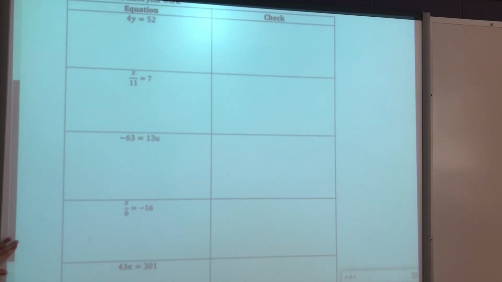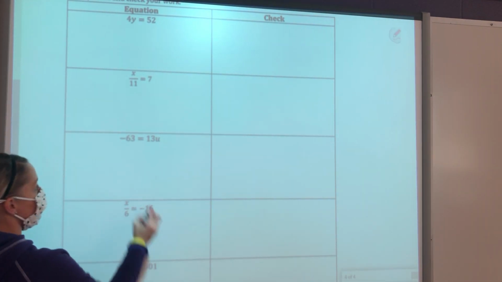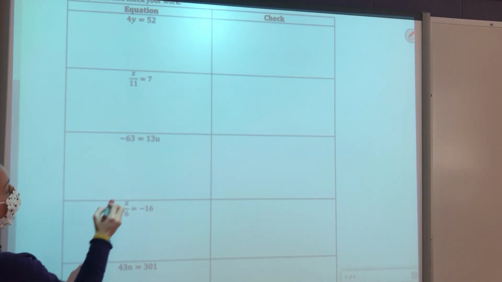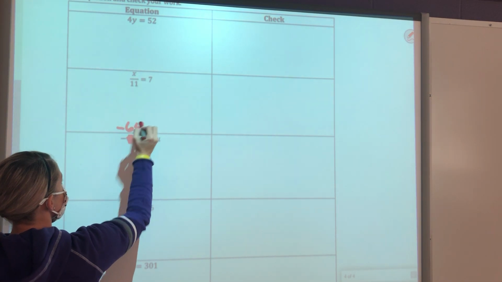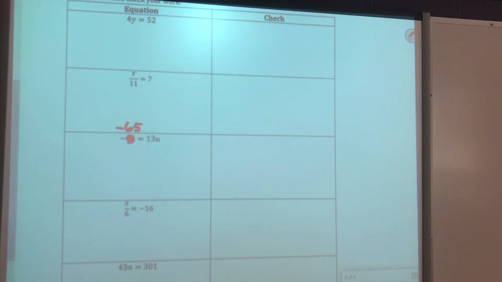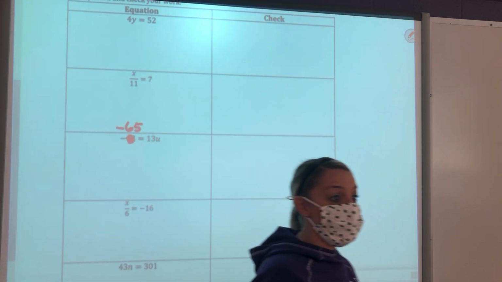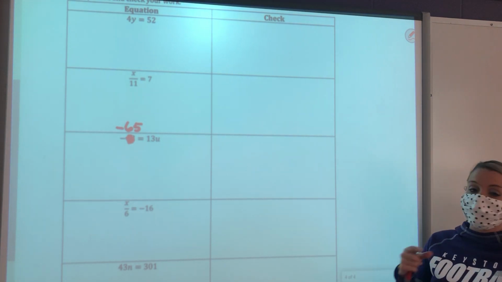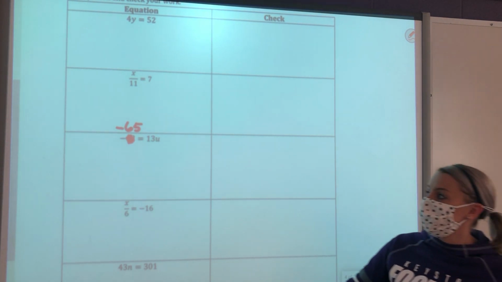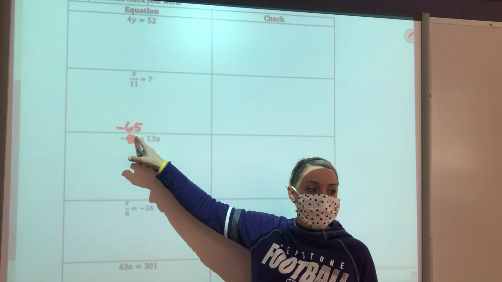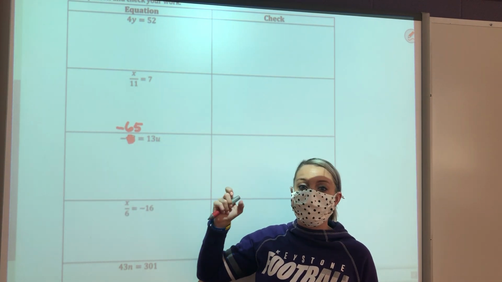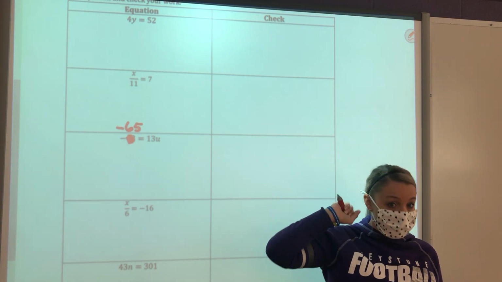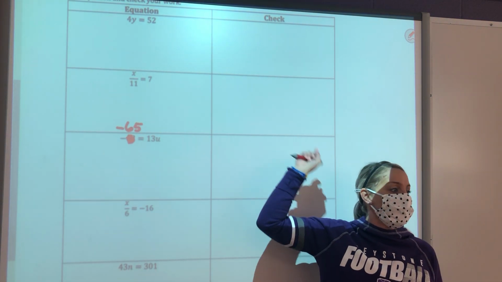Okay, your homework for tonight is to finish the sheet. The only thing I need you to do is change this 63 to a 65. Something happened with my keystroke. So that should be 65 equals 13u, not negative 63. Again, that should be negative 65 instead of negative 63. If you do negative 63, you're going to get a non-terminating decimal, and you're not going to be able to check it.